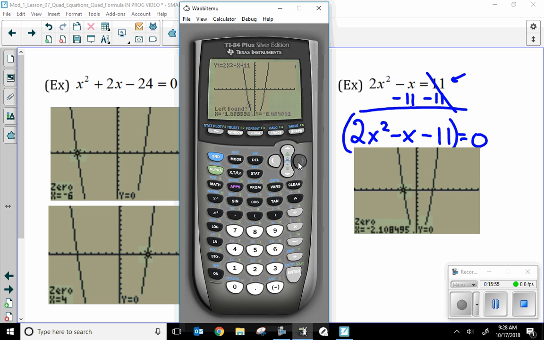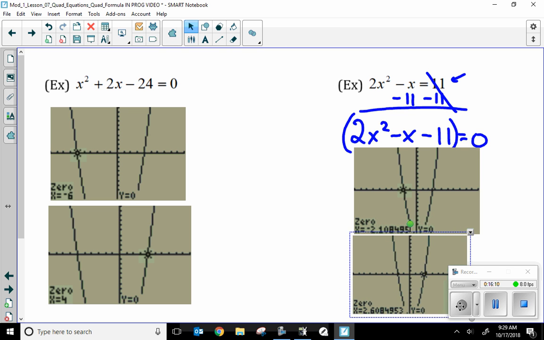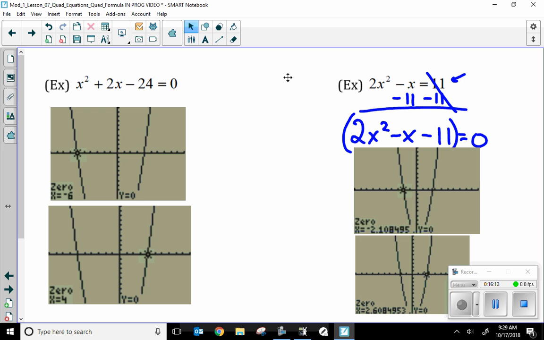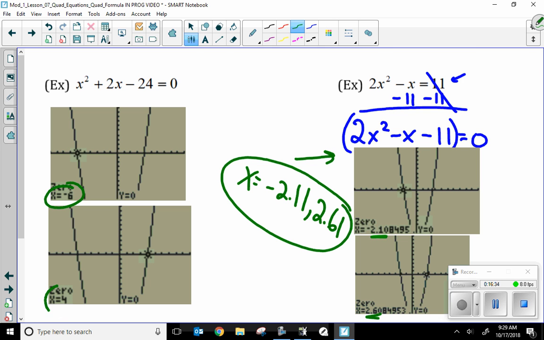All right, here we go. I'm left. I need to go right. Boom, there's my bow tie. Enter. There's my next one. Golly. So I do this. And if I had to write my solution, okay, and they said to round to the nearest hundredth, negative 2.11 and 2.61. That would be my solution. Of course, I would say x equals for this one. And of course, here it's nice and even. X would equal negative 6 and 4.